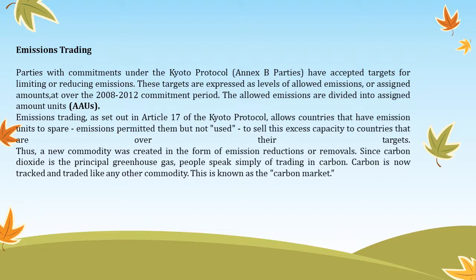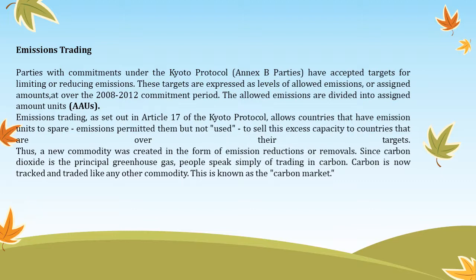That's why they were assigned a particular unit, the AAU, assigned amount units, and they have to exhaust that within that particular limit only; they have to utilize whatever they have in the form of units. And emission trading, as set out in Article 17 of the Kyoto Protocol, allows countries that have emission units to spare, emission that is permitted to them but not used, to sell that excess capacity to countries that are over their targets.